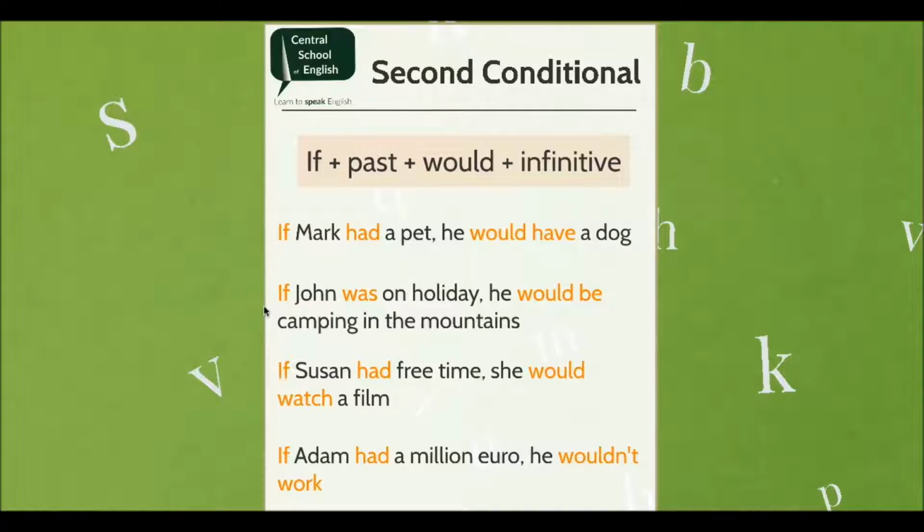In our third example, we can say, if Susan had free time, she would watch a film. We use the second conditional in this sentence because we are speaking about an unreal situation. Susan does not have free time, she is working at the moment. Here is one final example. If Adam had €1,000,000, he wouldn't work. We use the second conditional because Adam does not have €1,000,000. We are imagining this situation.